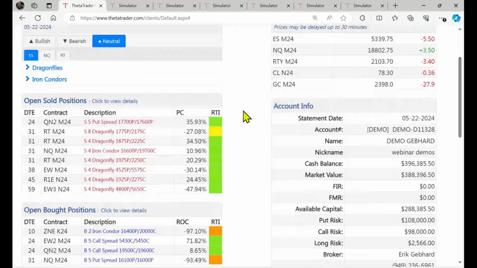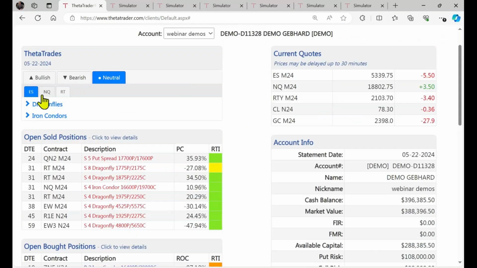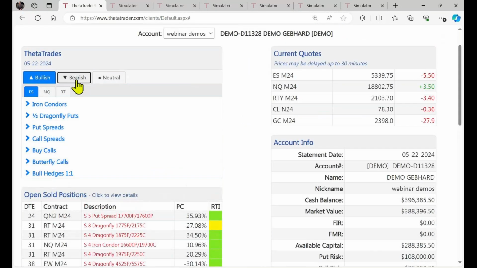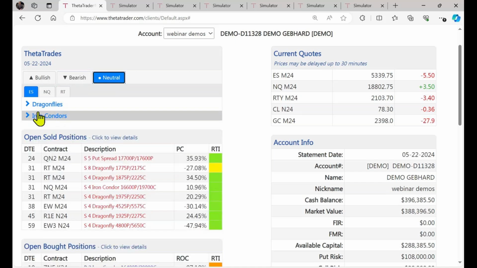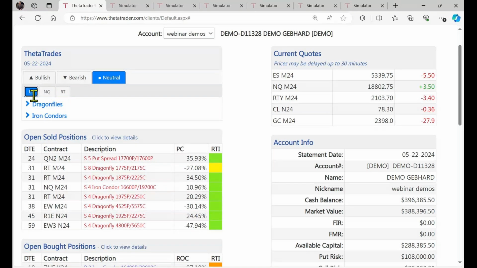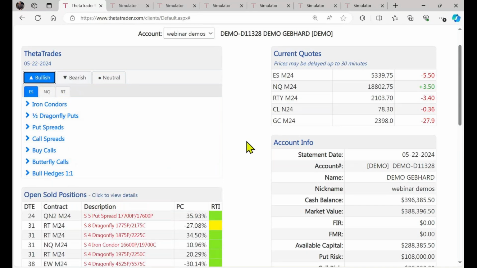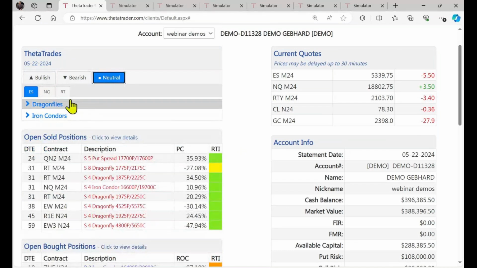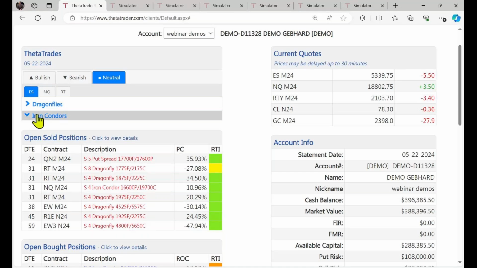So you can see here you've got your theta trades, you have bullish, bearish and non-directional strategies that are pre-populated. And then we have three markets we're looking at: the E-mini S&P 500, the E-mini NASDAQ 100, and the E-mini Russell 2000. You can click on any of those markets and see the various strategies available, whether you're bullish, bearish, or neutral. So why don't we look here, since we talked about dragonflies. Let's start off and look at an S&P 500 condor and compare it to a dragonfly.